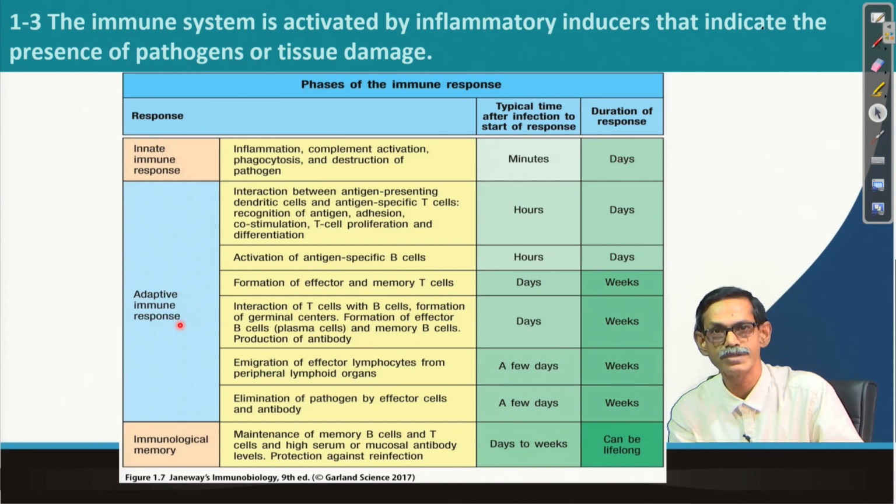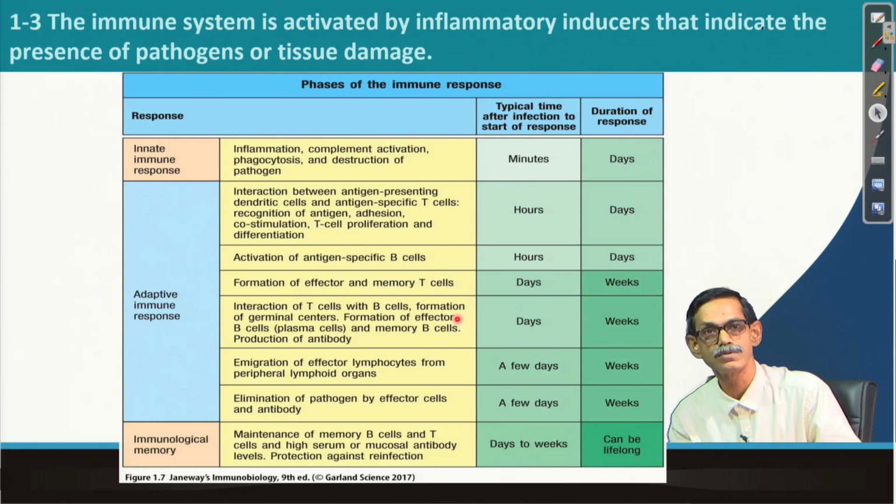But the adaptive immune response has several components, like interaction between antigen presenting dendritic cells and antigen specific T cell recognition of antigen, adhesion, co-stimulation, T cell proliferation and differentiation, and activation of antigen specific B cells, which in turn produce antibody. Then there is formation of effector cells and memory cells, both memory B cells and T cells. T cells interact with B cells, which converts the B cells to plasma cells and memory B cells that produce antibody. Effector lymphocytes immigrate from peripheral lymphoid tissue to organs, because antibody is produced in the lymph node, which we will see later, but the antibody should go to blood and go to the target tissue where it will work. Finally, the pathogen is eliminated by the effector cells and antibody; effector cells means effector T cells.